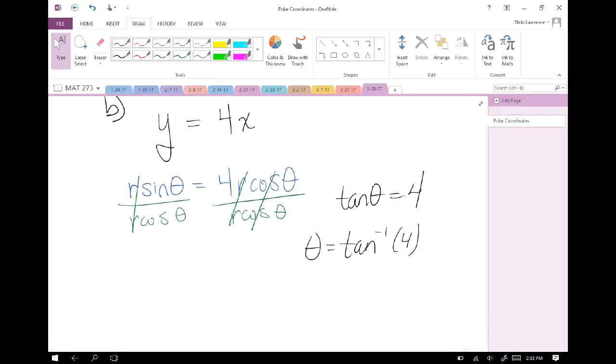It really doesn't matter, I guess. Since we're in polar, we should probably be in radians. But as long as we indicate whether we're in degrees or radians when we write our answer, it's correct either way. 1.33.